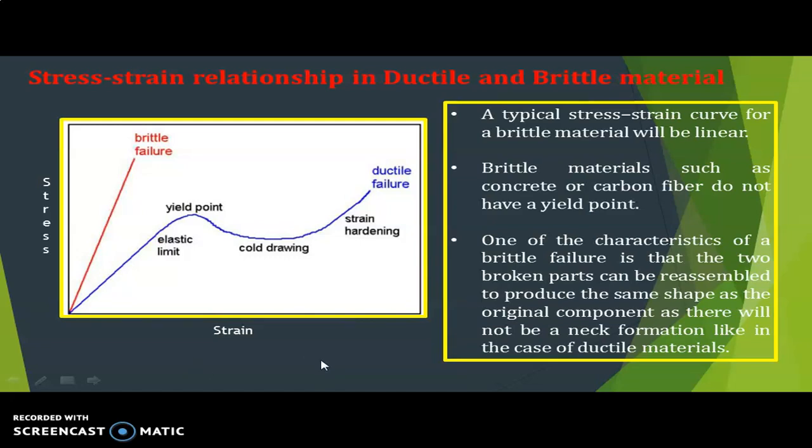I think all of you now know how to draw the stress strain curve for ductile and brittle material, right?